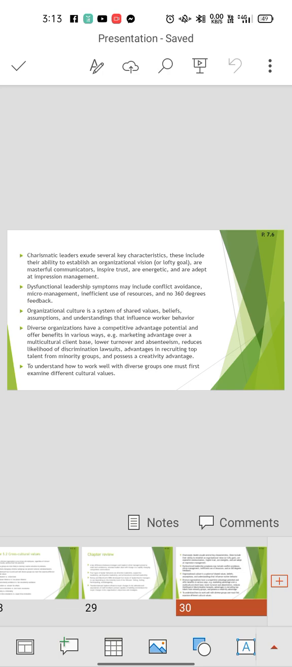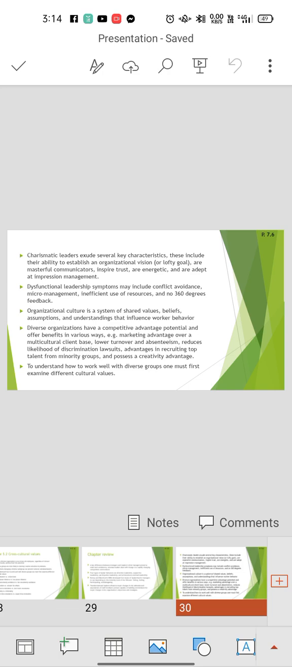Organizational culture is a system of shared values, beliefs, assumptions, and understanding that influence worker behavior. Diverse groups, diverse organizations have a competitive advantage, potential, and offer benefits in various ways.